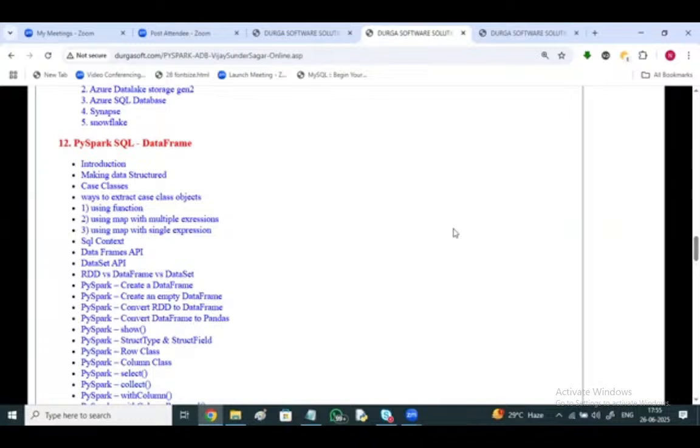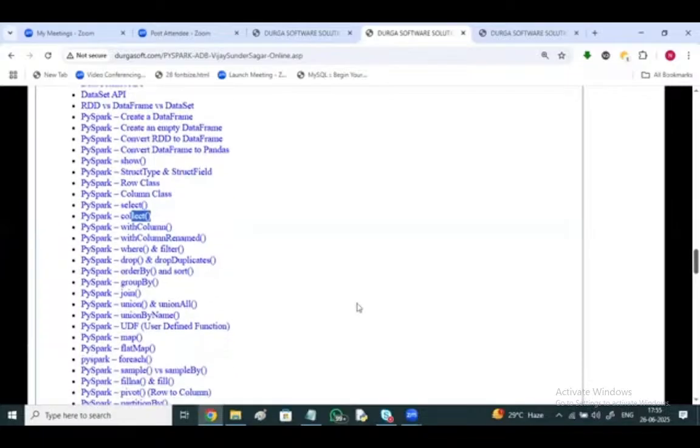So data frames: converting RDD to data frame, show, struct type, struct field, row class, column class, select, collect, withColumn, withColumnRenamed, where, filter, drop, order by, group by, join. So we have many built-in functions. We don't need to write much code here. PySpark is providing many built-in functionalities.